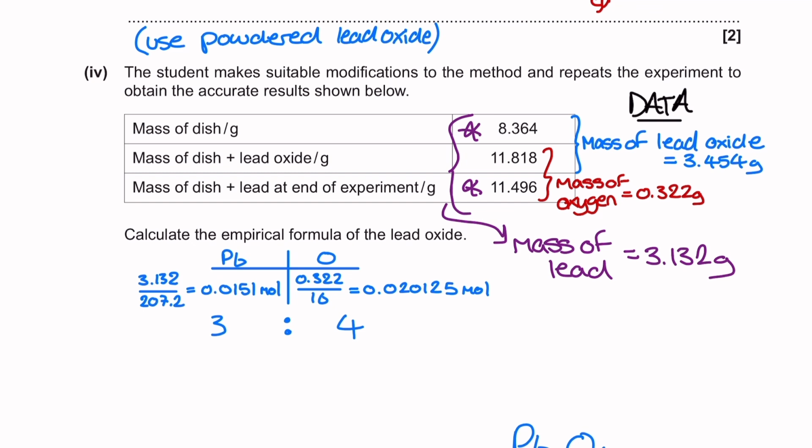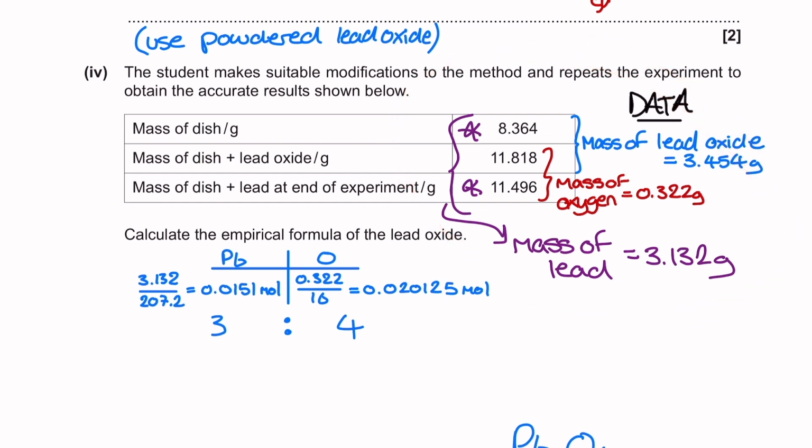Moving on to part 4 here, and we've got loads of data to pick through. The student makes suitable modifications to the method and repeats the experiment to obtain the accurate results shown below. We've got mass of a dish and the lead oxide, and then dish and lead at the end of the experiment. And as you can see here from my annotations, we can get lots of different quantities here.